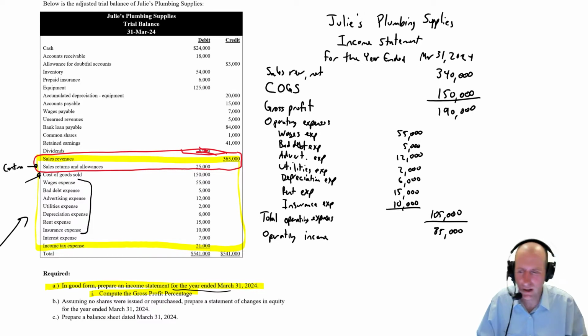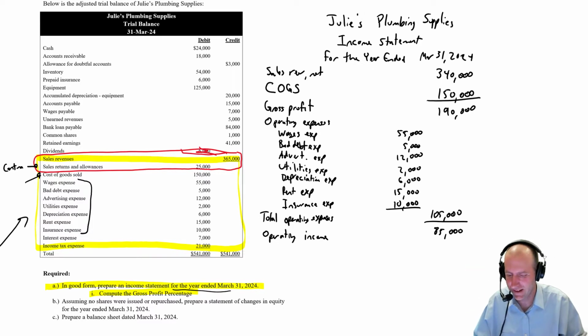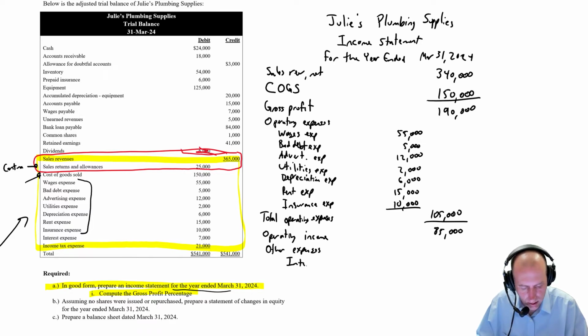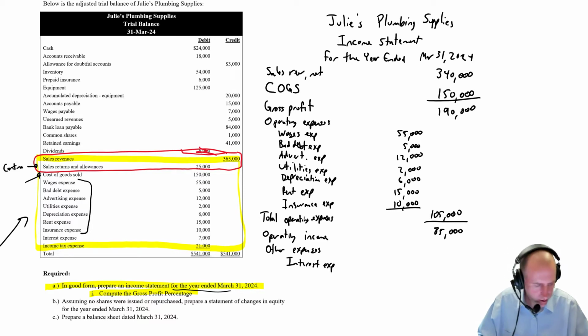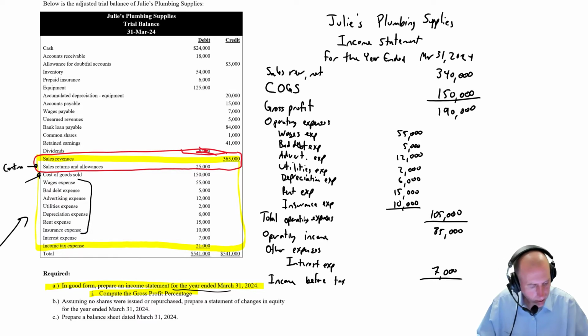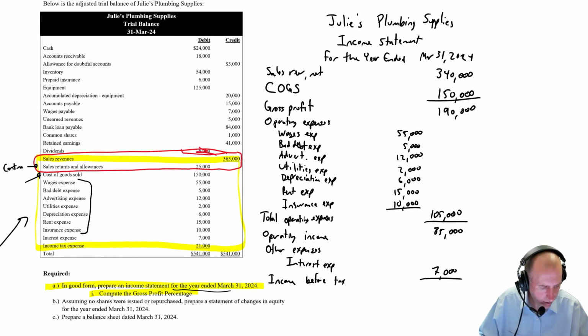Okay, we got our operating income. Sorry for the sidebar. Next is our other stuff. So we have other expenses, and in this case, it's just interest expense, and our interest expense was $7,000. That brings us down to our income before tax. Our income before tax, 85 minus 7 is 78.